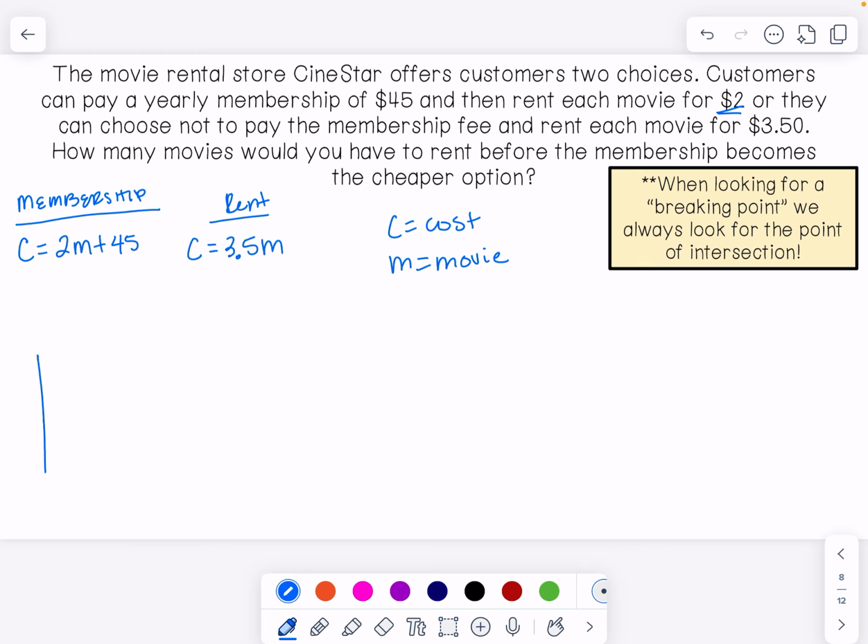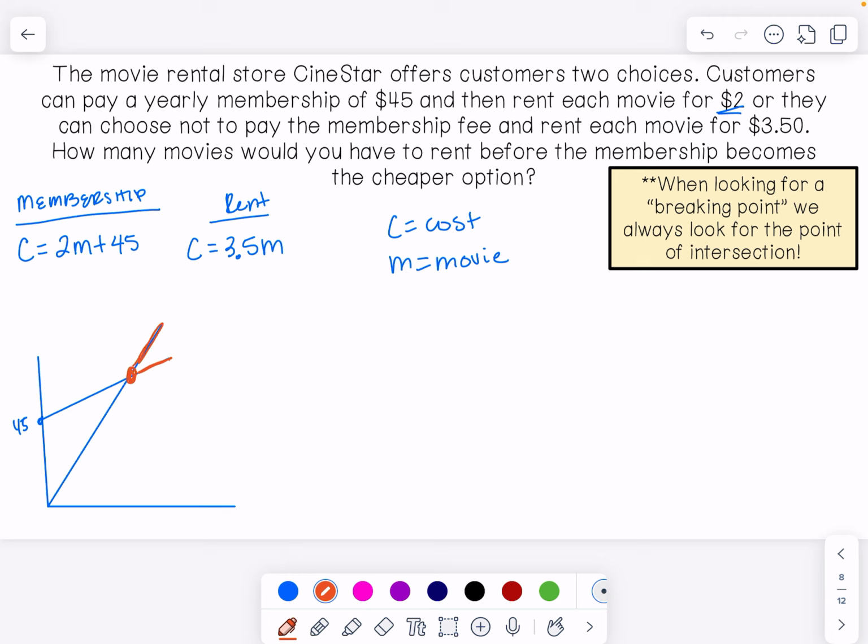I do like to think about what this actually looks like on a graph. For the membership one, I'm starting at this $45, but my slope is only going to be 2. So maybe it looks like this. Versus for the renting, I don't have that membership fee, but I have a steeper slope. I have a slope of 3.5. And what we're actually trying to find is this point here. What is the magic number of movies to where the membership is actually beneath just renting?